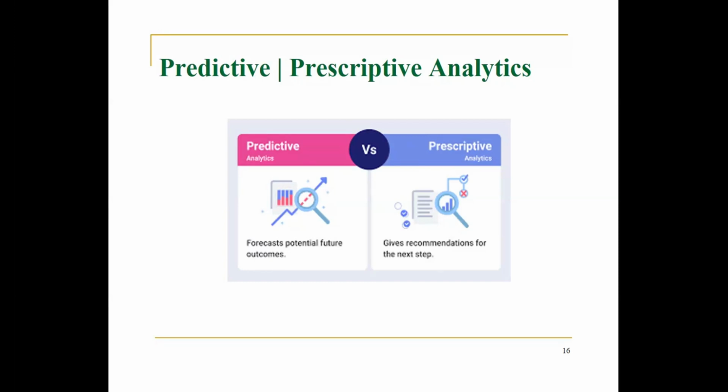So we are trying to forecast potential future outcomes. Using predictive analytics, we try to forecast potential future outcomes. Analytics uses data to determine the possible outcome of an event or the likelihood of a situation occurring. Predictive analytics uses a variety of techniques such as modeling, machine learning, and data mining to make predictions about future events.